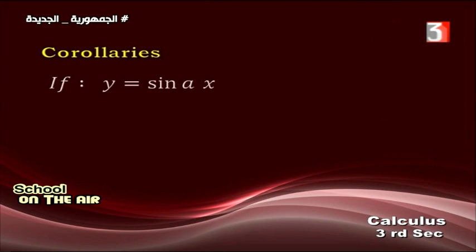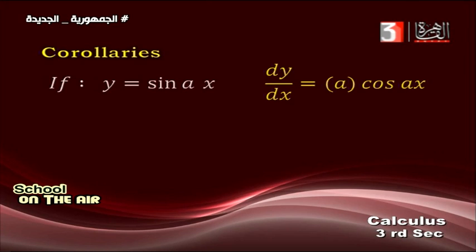If y equals sine ax, then dy dx equals a cosine ax. The derivative of sine ax equals cosine ax. And the derivative of the angle ax equals a. Then the derivative of sine ax equals a multiply cosine ax.